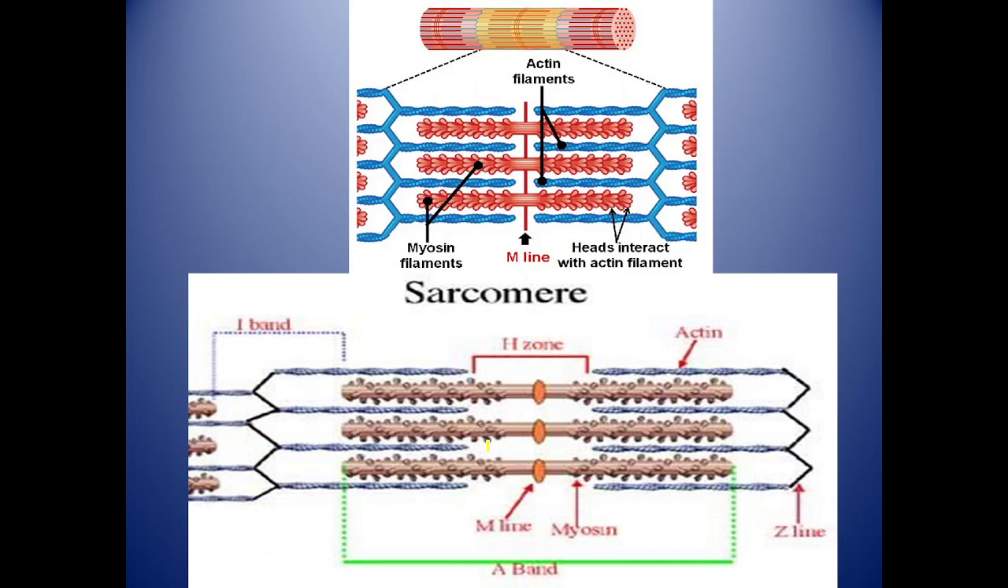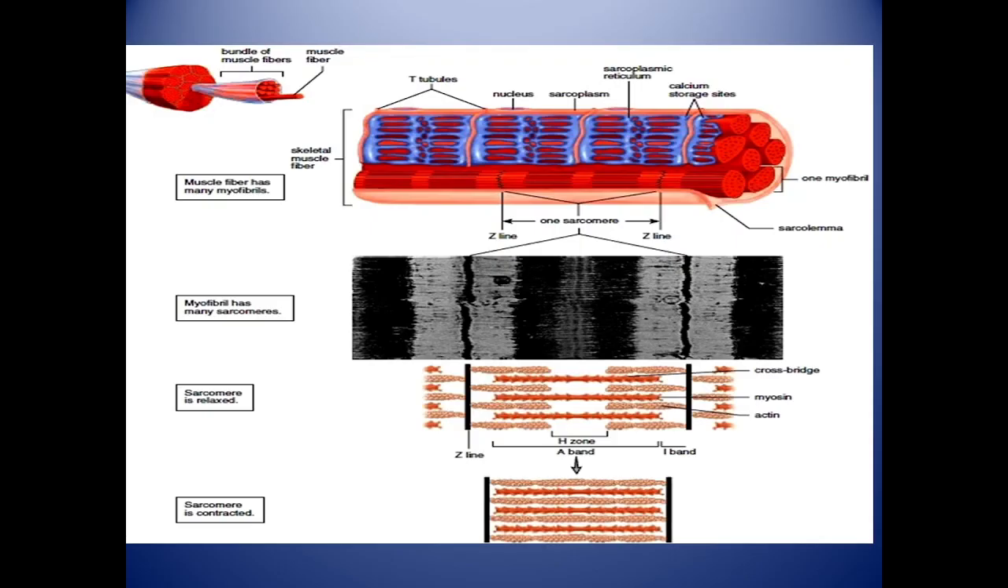Now let us go into the contraction. Now here again the same thing. Muscle fiber has many myofibrils. So here you can see the many myofibrils. So this is one sarcomere. This is one sarcomere, this is another sarcomere, this is another sarcomere.